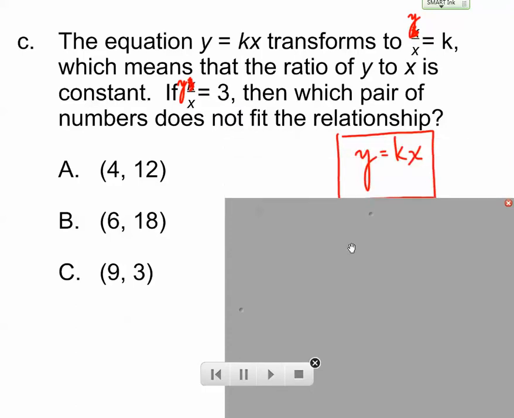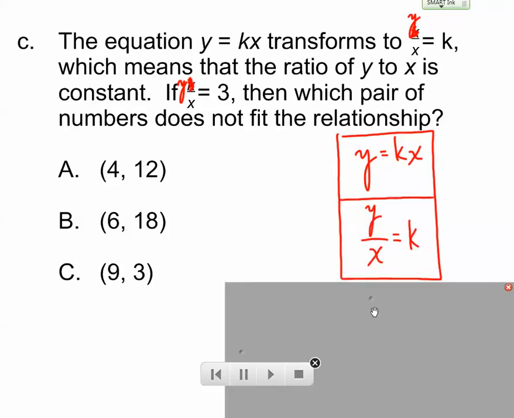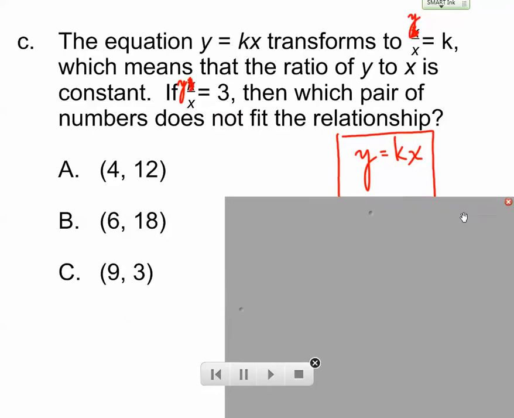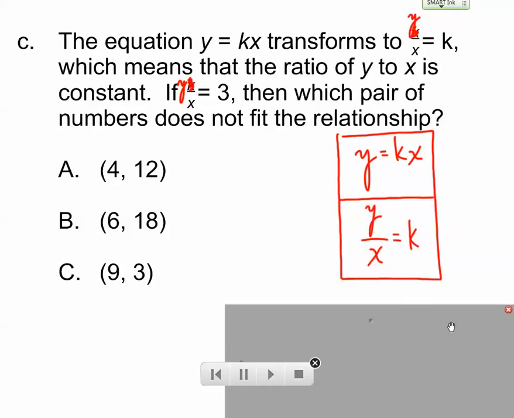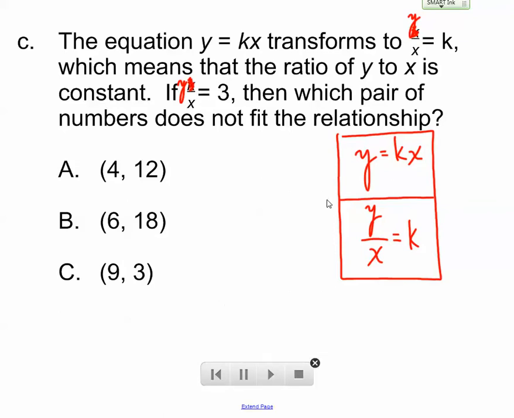So real quick, we've got y equals kx. We know that's a direct proportion where k is the constant of proportionality. If I divide both sides of that equation by x to get k by itself, I'll get y over x equals k. That's what I'm talking about up here. So we just transform that direct variation equation around. In example C, if y over x is 3, then which pair of numbers does not fit the relationship?